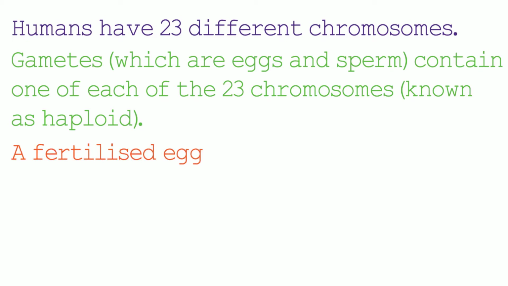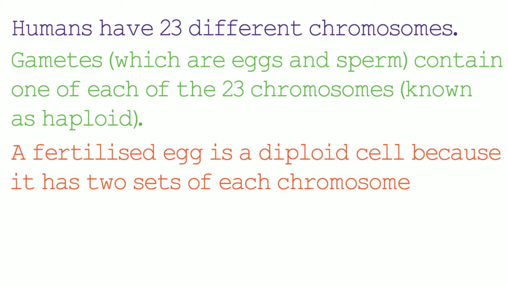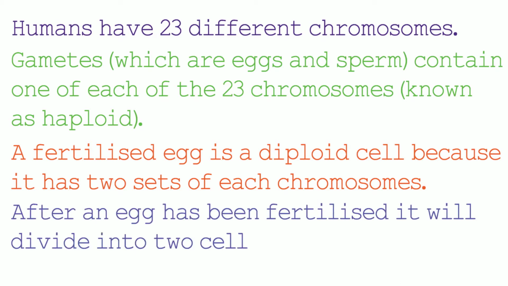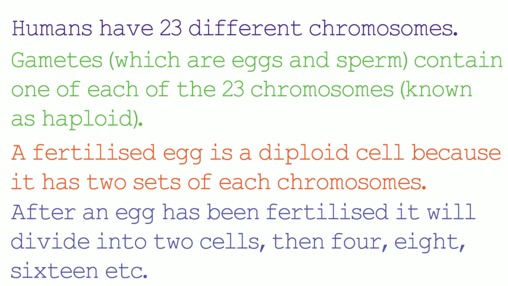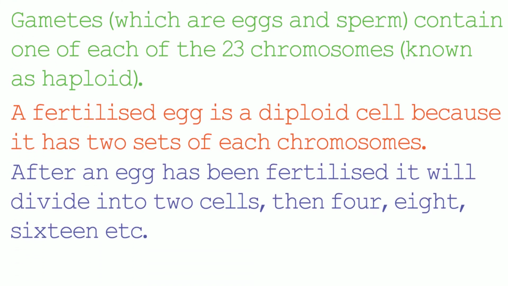A fertilized egg is a diploid cell because it has two sets of each of the 23 chromosomes. It has one set from the sperm and another set from the egg. After an egg has been fertilized, it will divide into 2 cells, then 4, 8, 16, etc., and this process will continue until the adult body contains millions of cells. Mitosis is the process that's responsible for the fertilized egg dividing into 2 cells, then 4, then 8, then 16.